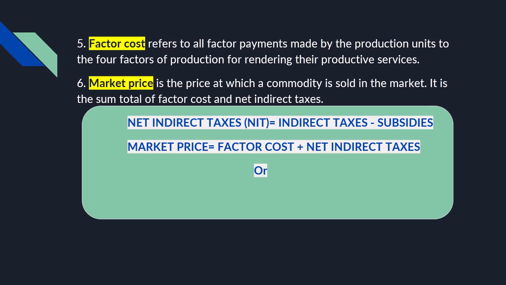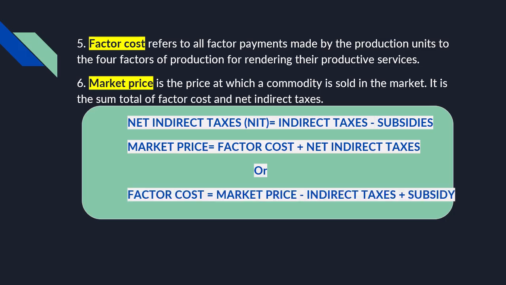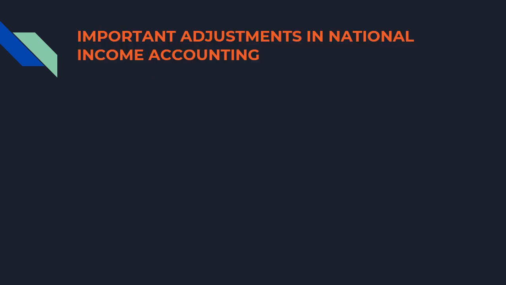So factor cost is nothing but market price minus net indirect taxes, or you can say market price minus indirect taxes plus subsidy. Next, we are discussing the three important adjustments in national income accounting. Now, this is also important from the numerical point of view, right?